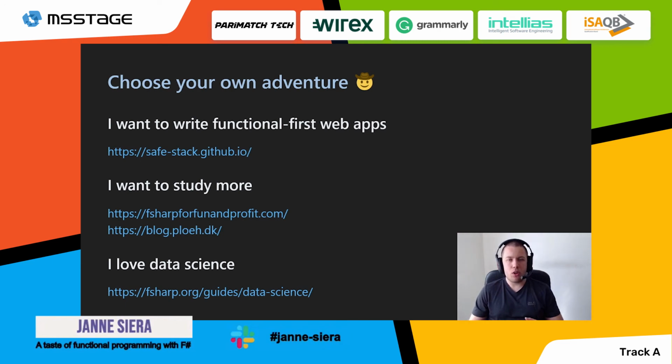If you want to write functional-first web apps, you should really check out the Safe Stack. It uses the Fable compiler to compile part of your code to JavaScript, so you can write a web app that way. And there's an RPC mechanism that lets you share types between the backend and the front end. I think it's the most pleasurable experience I've had writing web apps ever.